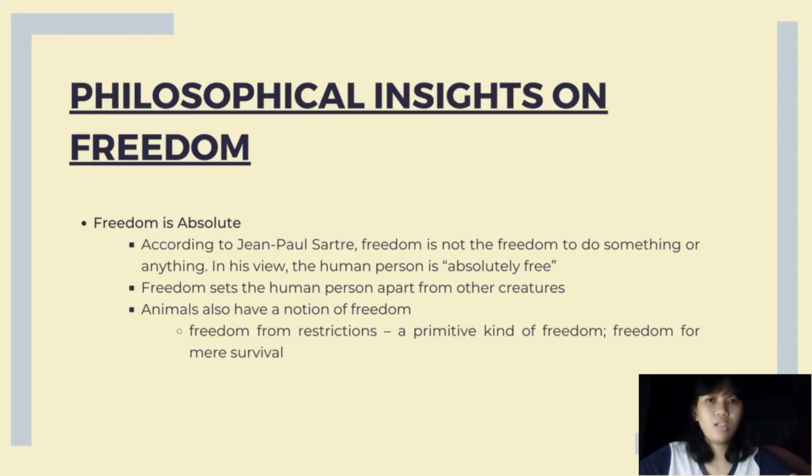As I stated earlier, the human being is distinguished from other creatures as it has the ability to exercise freedom. Animals too have a sense of freedom. When they are not caged, animals have complete freedom to wander, eat when they want, and sleep wherever they want. However, when they are caged and try to escape, this freedom is what we call freedom from restrictions, a primitive kind of freedom and a freedom for mere survival. On the other hand, a person in jail is still free. A person is free to think, to change, and become a better person, free to redefine himself or herself.